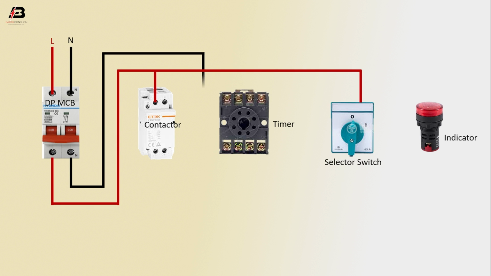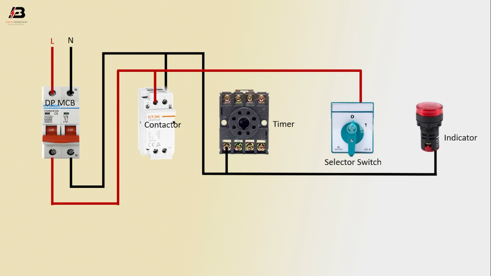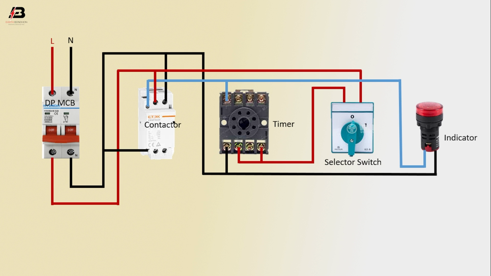MCB to connect indicator. Neutral connection to timer. Neutral connection to contactor to another point. Output connection from contactor to connect indicator. Another connection to timer. Output connection from selector switch to connect timer 2 point. Output connection from contactor for load. This circuit is ready for use.